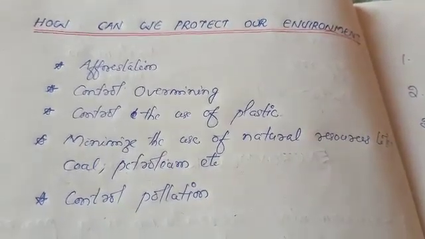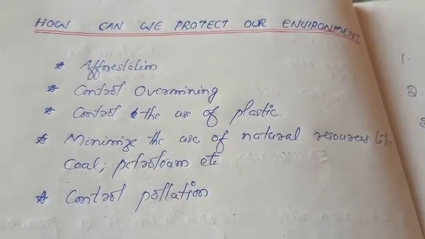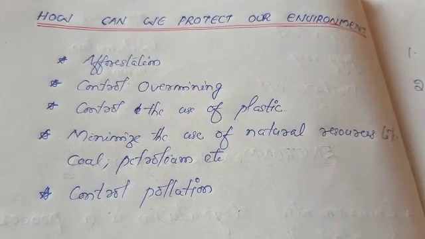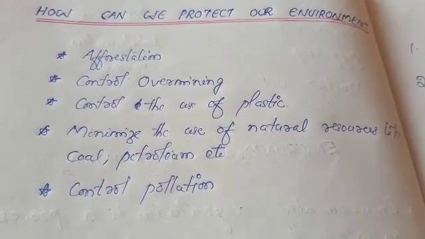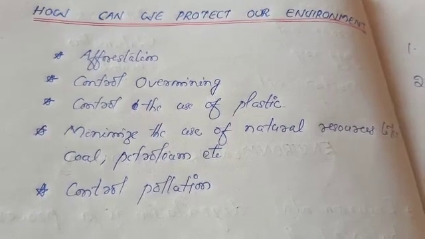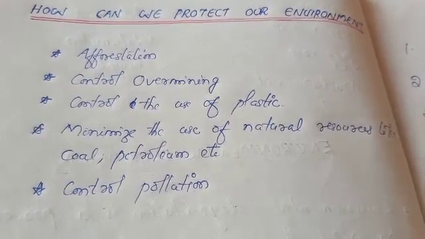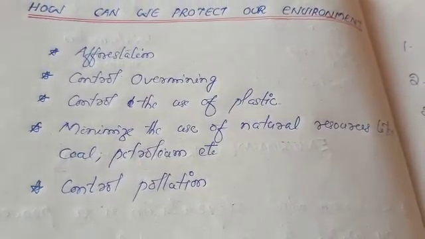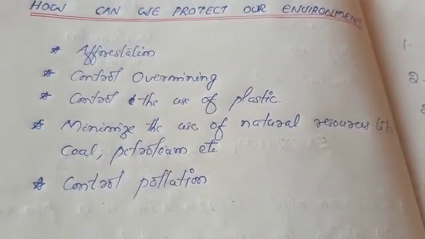How can we protect our environment? We can protect our environment by following these methods. First one, afforestation. We have to control deforestation and we have to plant more trees and plants. Then we have to control overmining. Overmining causes various problems like mud flow, landslide, earthquake, etc. So we have to control overmining.